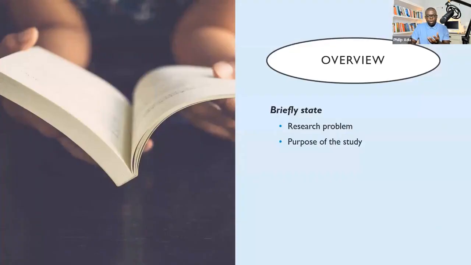So let's start with the overview. As you are trying to let people know what exactly you're going to write or what exactly is in the chapter, first, you have to briefly state the research problem. What is the specific gap that you have identified in the literature that you want to research and address? For the problem statement or the research problem, you have already written it in chapter 1, so you don't have to go into detail.